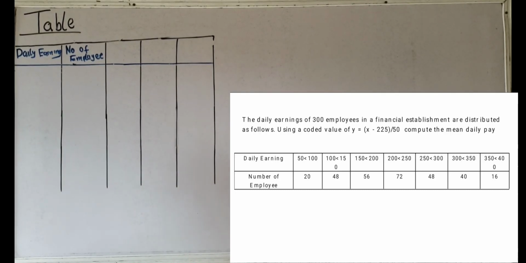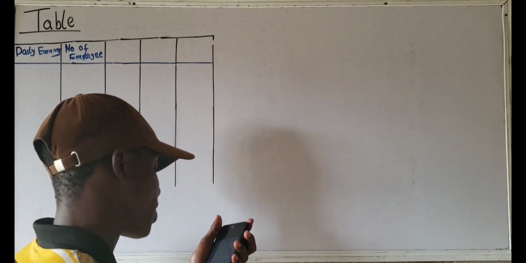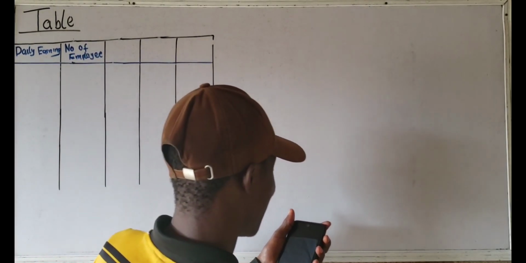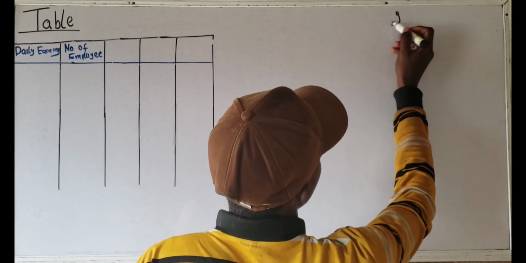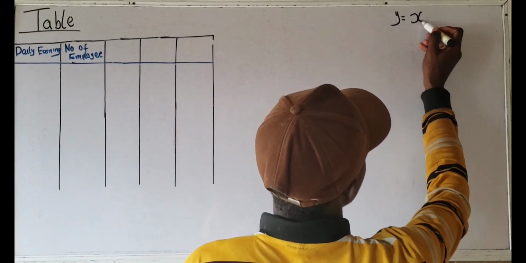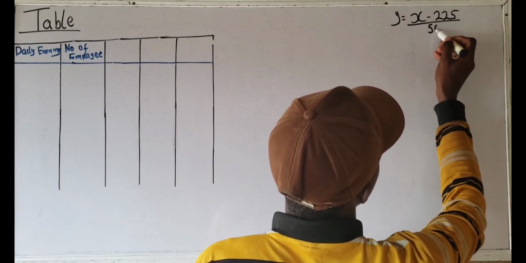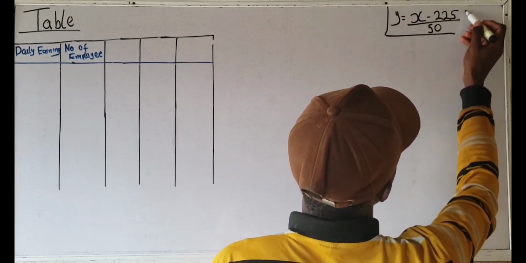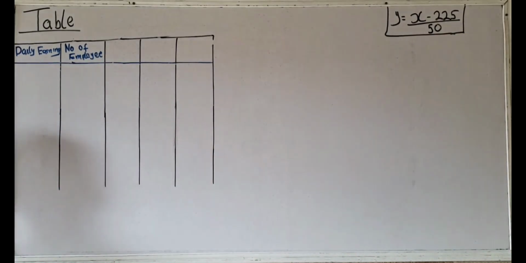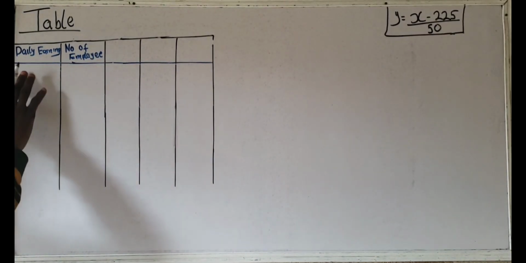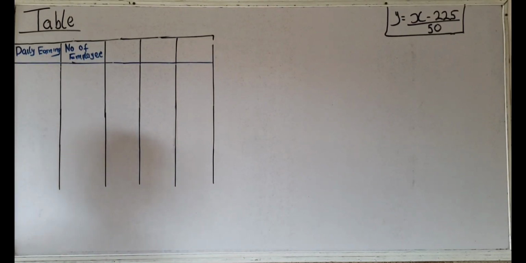But before that, please pay attention. Don't forget that we are given a coded value of y equals (x minus 225) all over 50. Let me put it here: y equals (x minus 225) all over 50. Let us take note of this value because we're going to use it in the calculation. Now, on this table, we're going to have the daily earnings. We're going to have the numbers of employee as well.